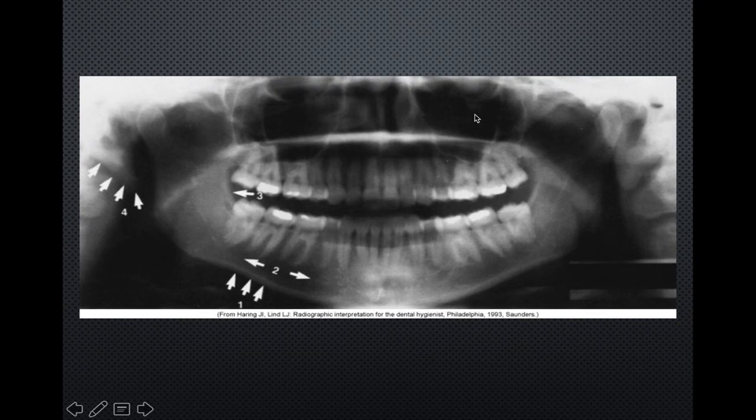In this panoramic, you can see the vertebrae very well. You can see the vertebrae on either side of this panoramic as well.